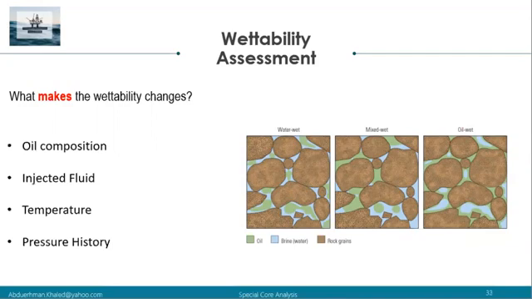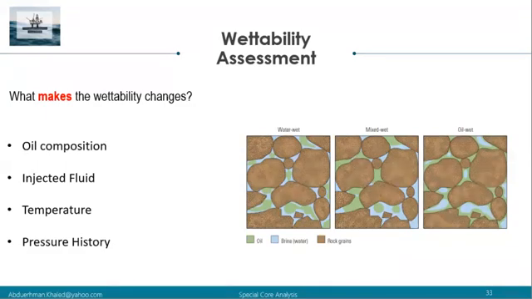Then I have a very interesting concept: what makes the wettability change. Wettability alteration is a really critical topic. For example, the oil composition is key to changing the wettability of a naturally water wet surface. Why? Because of some compounds that change the wettability.